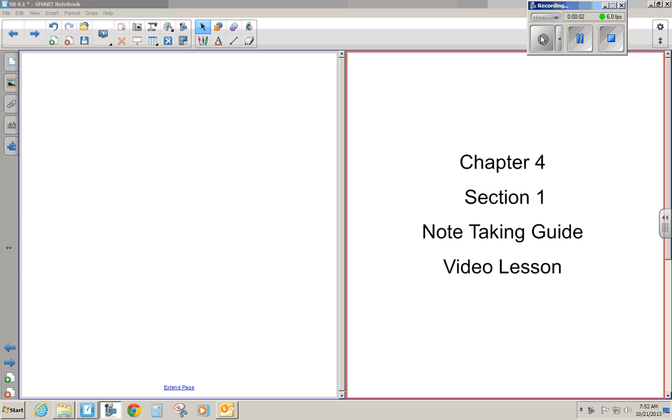Welcome back to Chapter 4, Section 1. This is Graph Quadratic Functions in Standard Form.